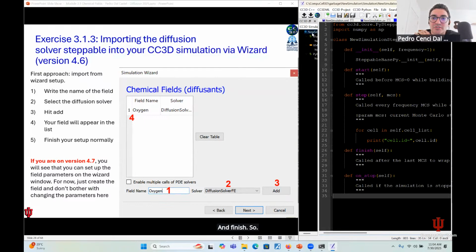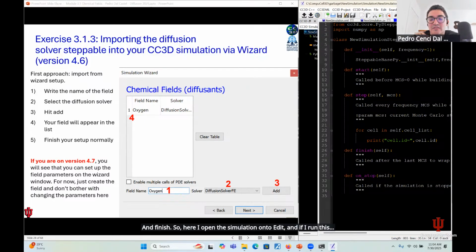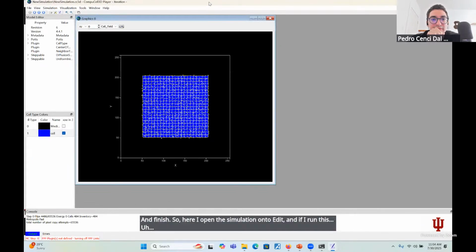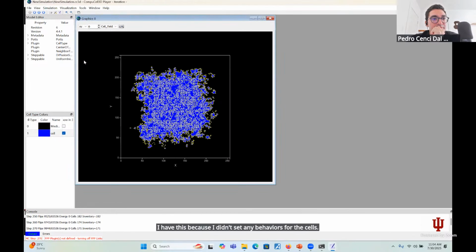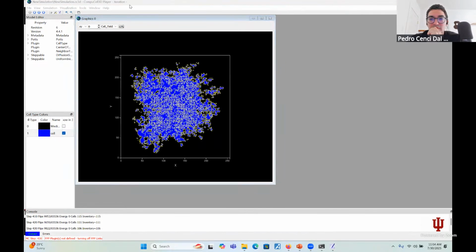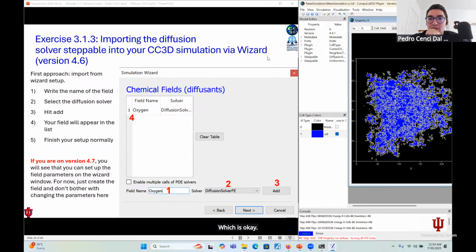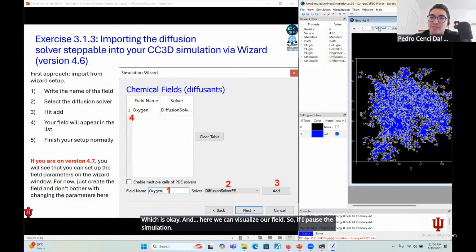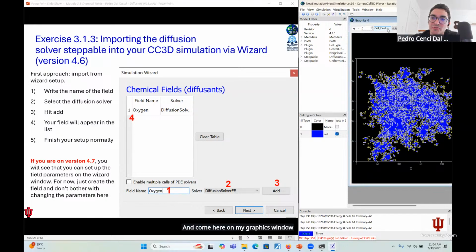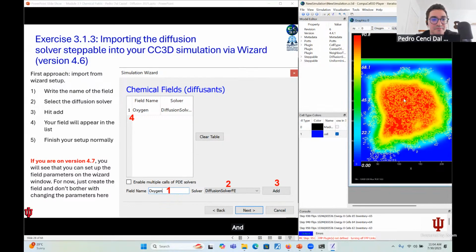So here I open the simulation in Twedit, and if I run this, what do I have? I have this because I didn't set any behaviors for the cells, which is okay. And here we can visualize our field. So if I pause the simulation and come here on my graphics window, there is this drop-down menu with the cell field selected. I can select the visualization of the field, like oxygen, and this is my field over here. Okay? It's not behaving as I want, and we'll see why.